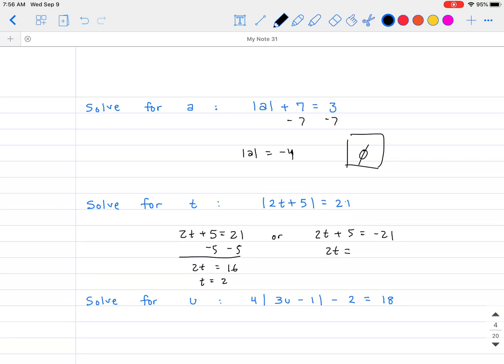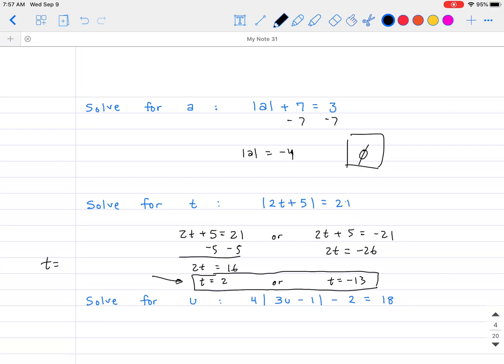So that's one answer. Or on the other side, we have 2t is going to be equal to negative 26 because we subtract 5 from both sides. And so we get t is equal to negative 13, and that's going to be my other answer. So either t is equal to 2 or t is equal to negative 13.